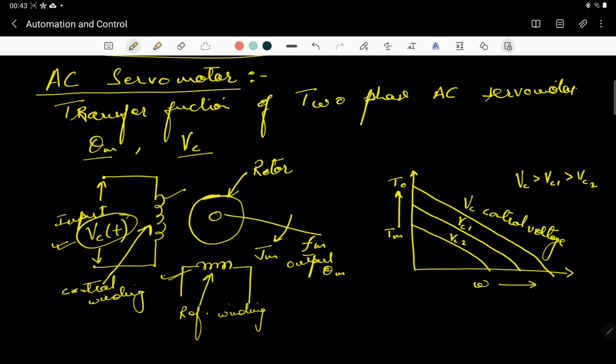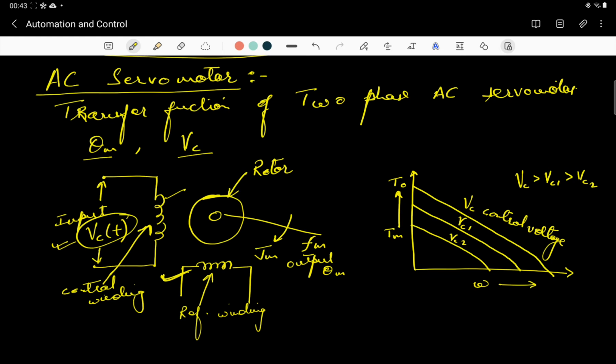Here the reference winding is also applied, because you know that a single phase induction motor is not a self starting motor. We need an auxiliary winding or the reference winding. This is that winding which we need, and both these windings are 90 degrees apart. When your motor gets started, we remove this reference winding. So these windings are 90 degrees apart.